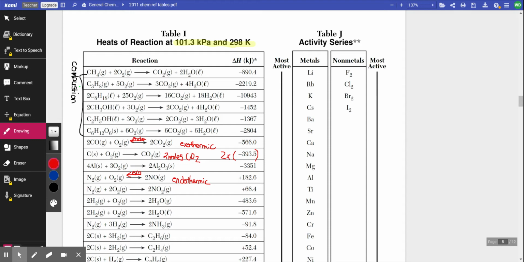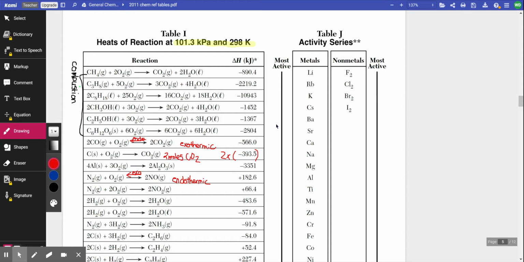Today we are going to be looking at Table I, which is the heats of reaction at 101.3 kilopascals and 298 Kelvin. I highlighted the 101.3 kilopascals and 298 Kelvin, because sometimes a question is going to ask about a reaction, and it's not going to tell you to go to Table I. It's just going to use that 101.3 kilopascals and 298 Kelvin. And you're supposed to know that you're going to need to go to Table I.